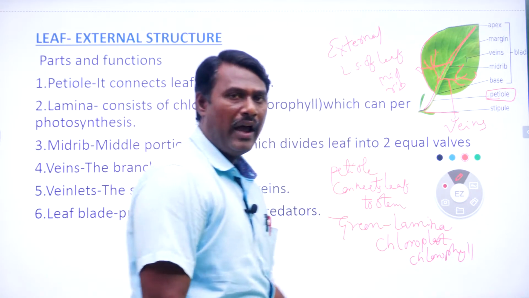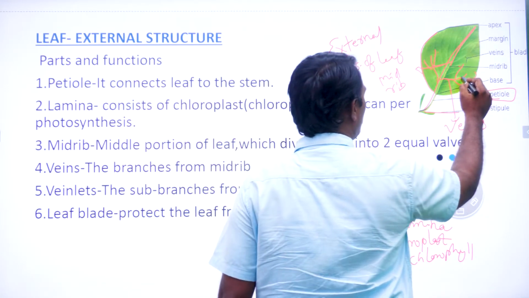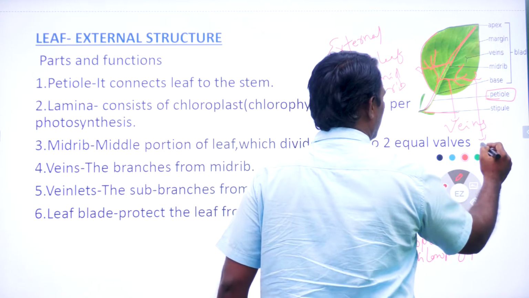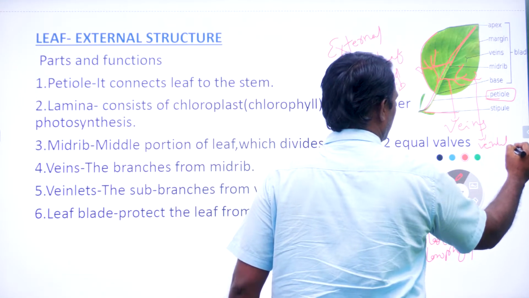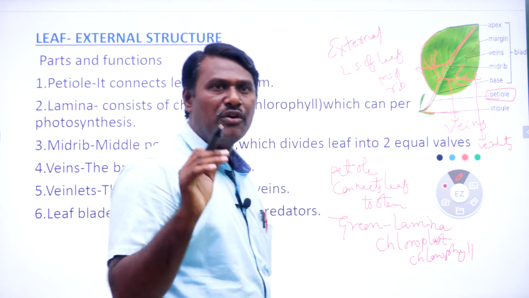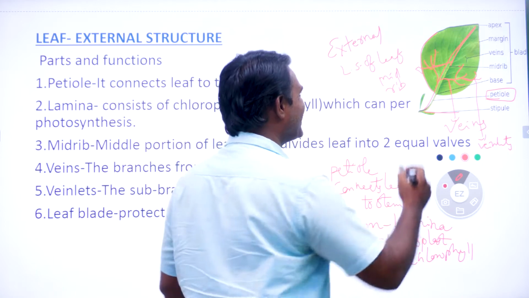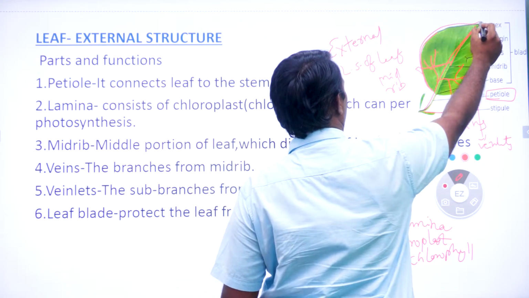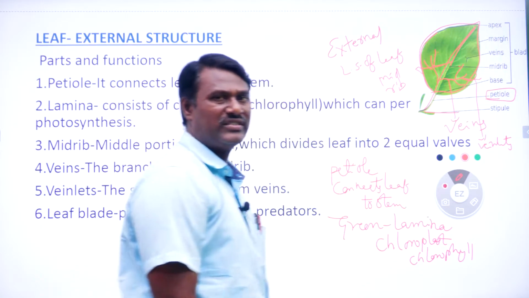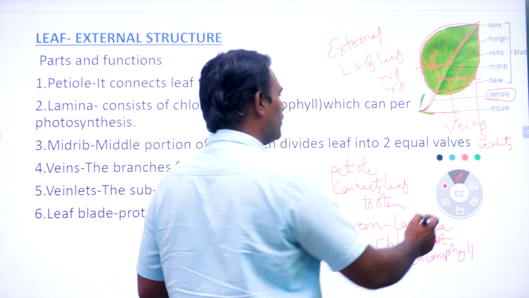From the veins we again get new branches like this. These are called veinlets. The sub-branches produced from the veins are called veinlets. The last part we call the apex of the leaf. So this is about the external structure of the leaf.